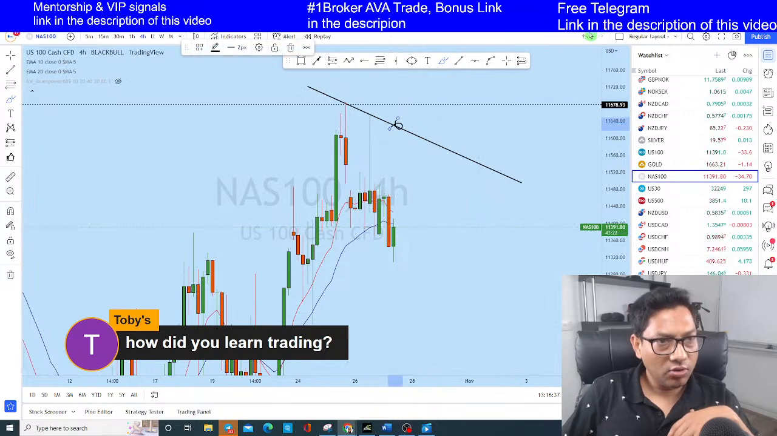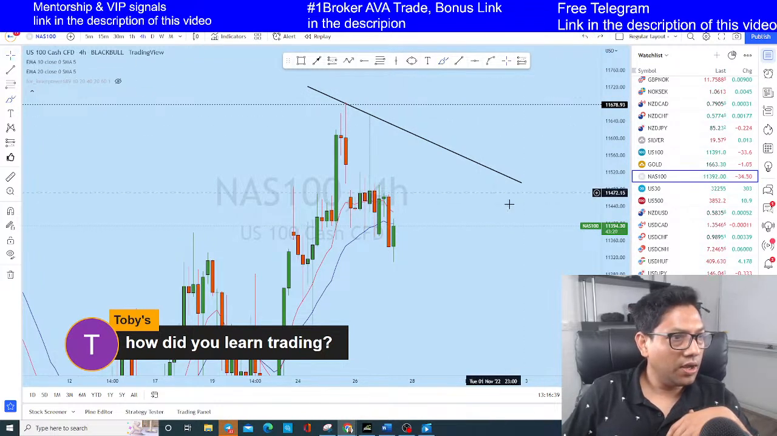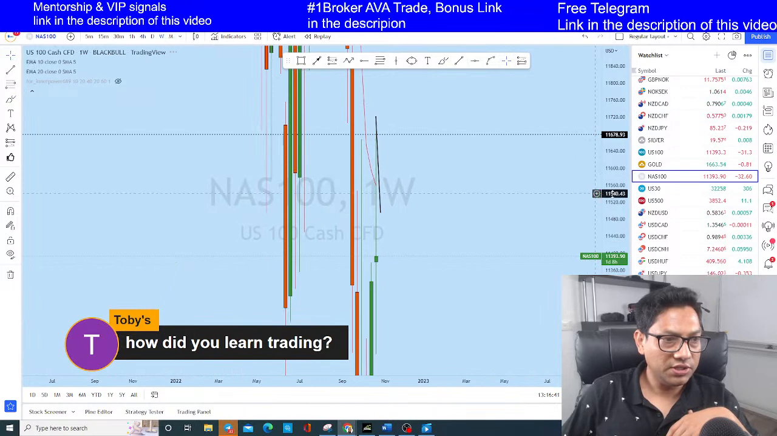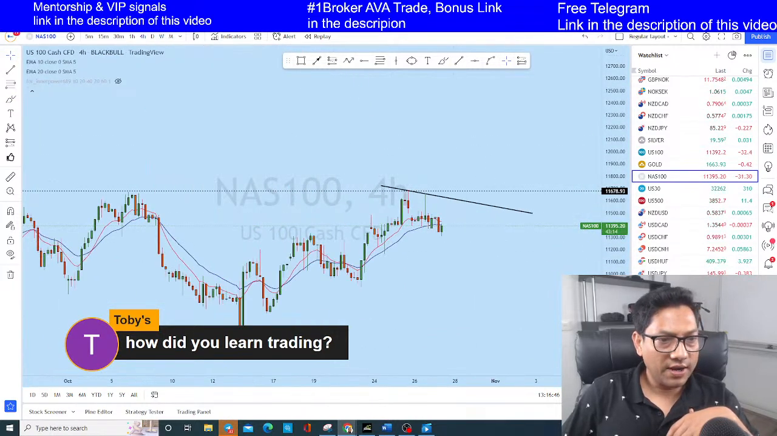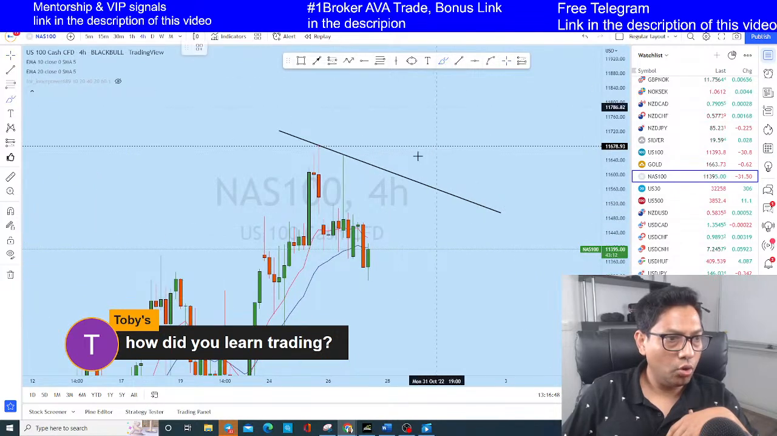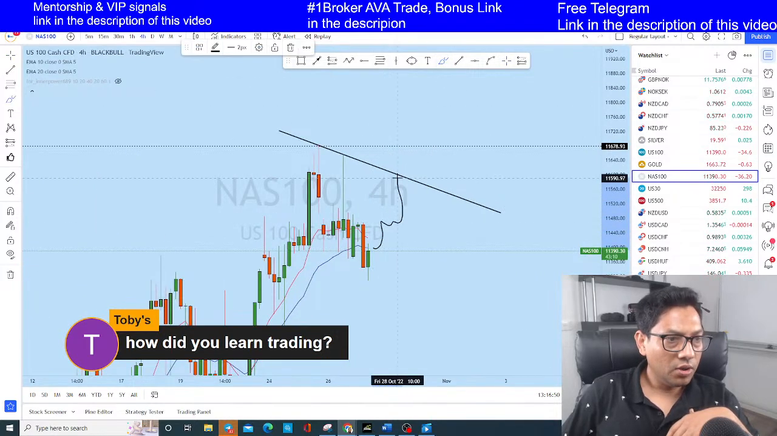And I think the weekly close might be a doji. You see, this is the weekly, which is the doji. So I think NAS100 for the short term will go up again, create something like that, and from here we might see it coming back down.